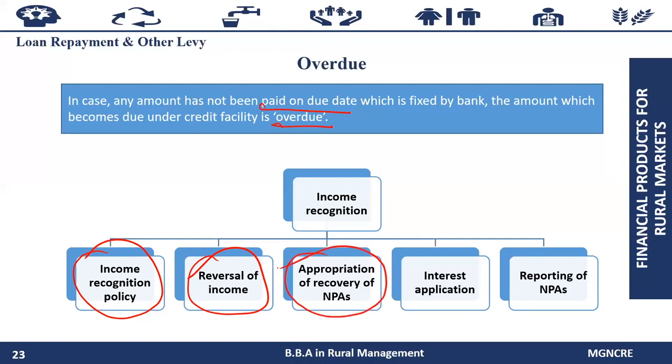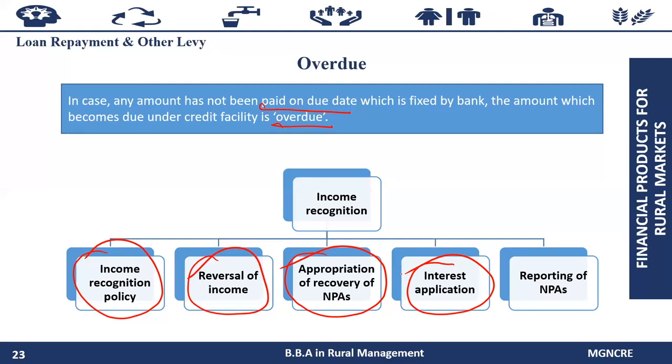Then appropriation of recovery of NPAs. The interest which is realized on an NPA is taken into account, which provides credit in the account towards interest and is not a part of fresh or additional credit facilities sanctioned to the concerned borrowers. In interest application, we'll see that once an account turns NPA, the bank should reverse interest which is already charged and not collected by debiting the profit and loss account, and also stop further interest applications.